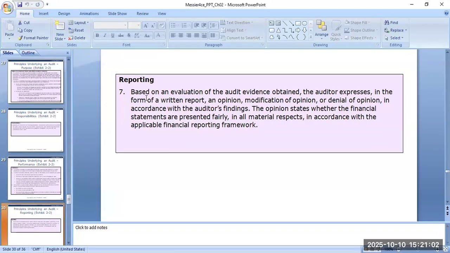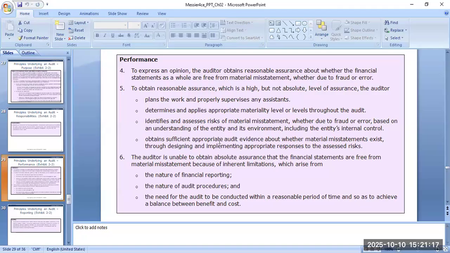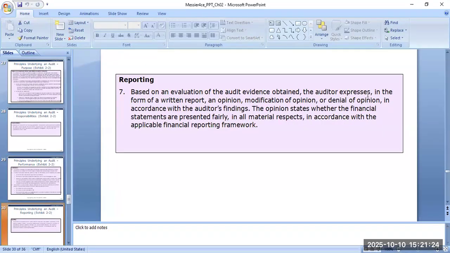Reporting, again, we already saw the report based on the evaluation. Once they do all the process for the audit, based on the evaluation of the audit evidence which they obtained on the final stage, obtaining sufficient appropriate audit evidence under the performance, auditors will express in the form of a written report an opinion, modification of opinion, or denial of opinion in accordance with the auditor's findings. So whatever he finds, he's going to express his opinion in the form of the report, which can be an opinion, modification of opinion, or denial of opinion.